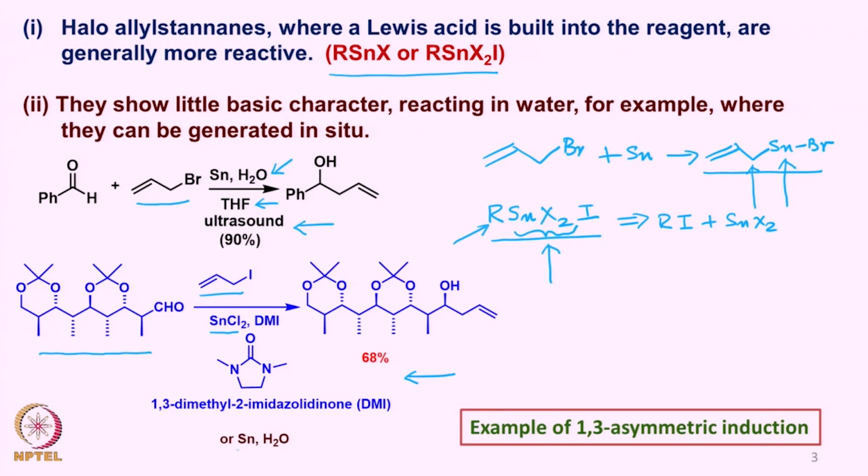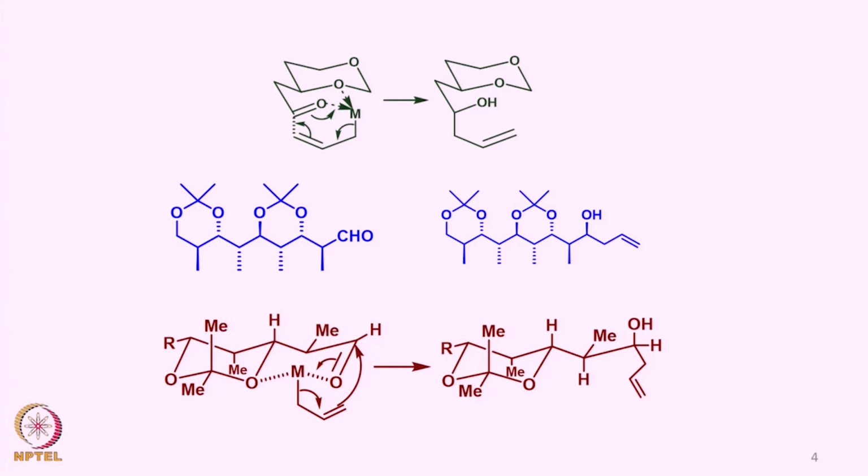you can take allyl iodide and tin, and you can also do the reaction in aqueous medium, and this is the product obtained with a high degree of selectivity with respect to this and with respect to this. So, we get the 1,3 asymmetric induction. It is a kind of 1,3 asymmetric induction because we are now going to react an aldehyde with the allyl iodide in the presence of either tin chloride or tin, and therefore there is an asymmetric induction which is of 1,3 type. So, this is how it can be seen.